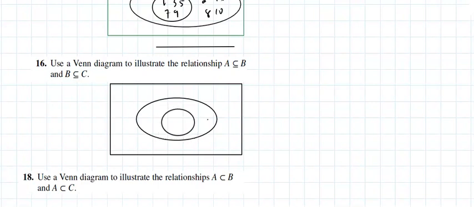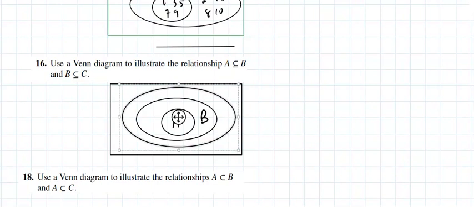So there is set A and there is B. And B is a subset of, so I need another one. That's kind of like set C. Normally this is the universal, this is everything that there is.